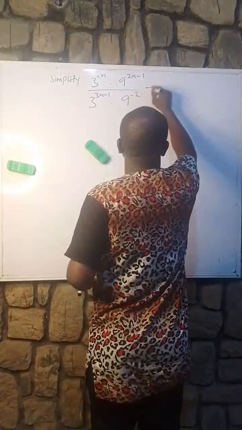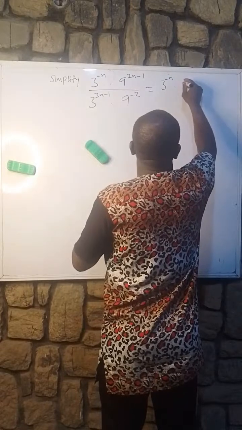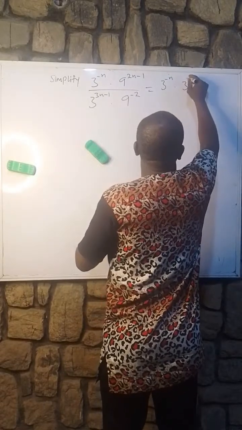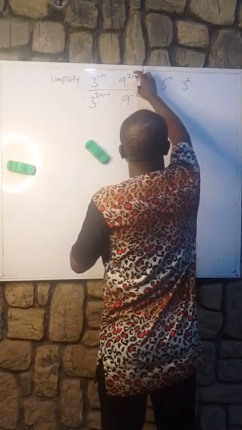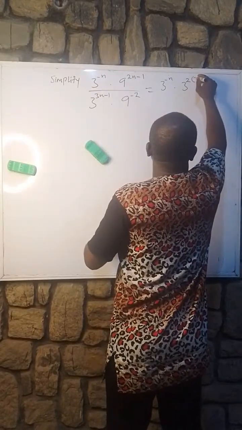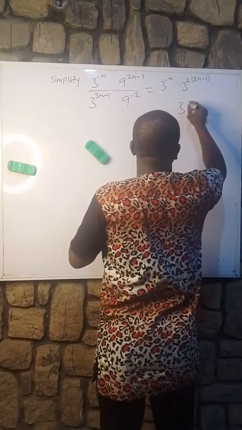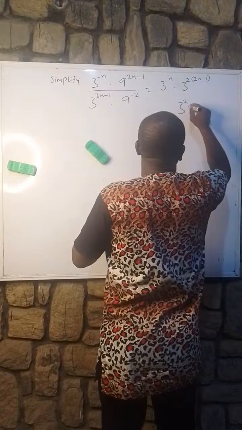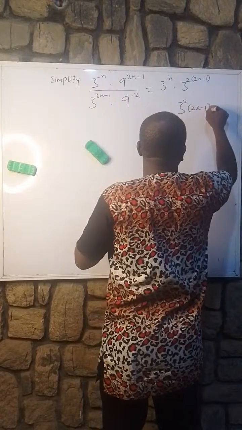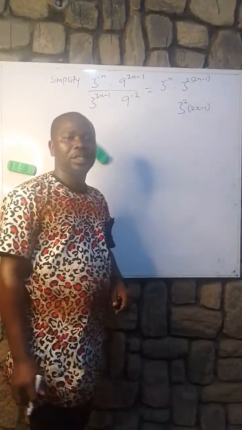So this will now be 3 raised to the power of n times 3 raised to the power 2, but note that we have raised to the power 2n minus 1. So we put it in brackets like this, 2n minus 1. Please don't write it the other way. This and this are not the same thing. Take note. Is that clear?